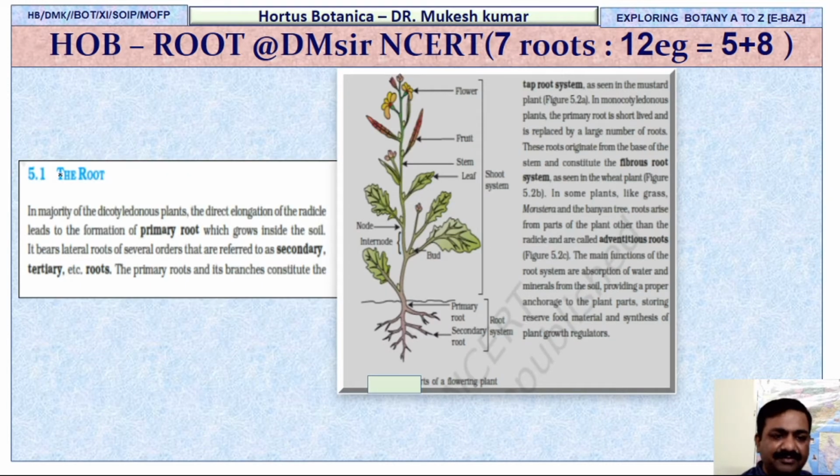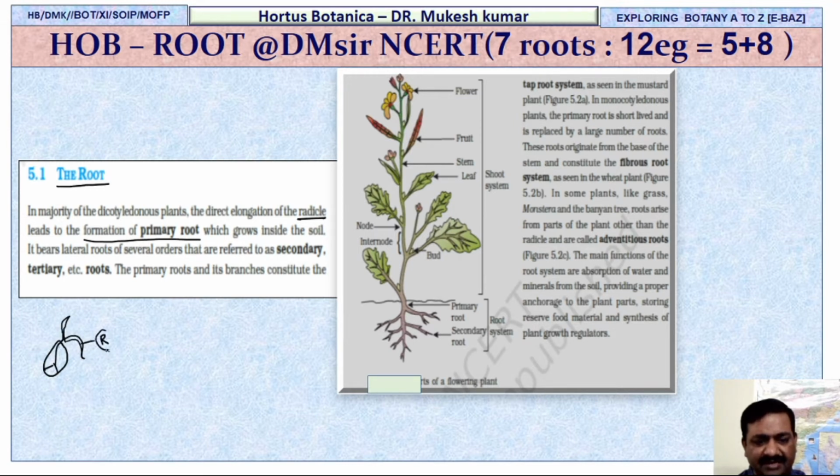Now come to root. Root is the direct elongation of the radicle that leads to the formation of the primary root. As we studied, this is where you germinate your seeds, and this is your radicle, and this radicle will elongate, and this elongation is the primary root.